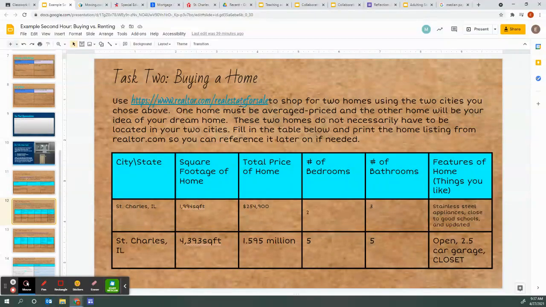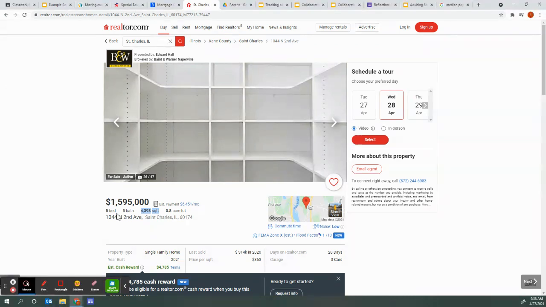You use this website to compare two houses. You want to choose one that's in an average price range and then one that is a dream home. You just write down the basic information. So for example, if I'm looking at this house, it gives me the price, how many bedrooms and bathrooms, the square footage, all of that right off the bat.